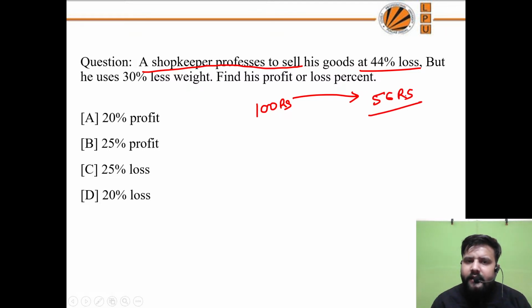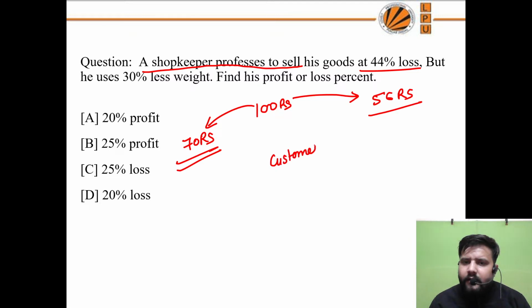Getting my point? But instead of a 100 rupees product, he is giving the customer actually how much? He is giving a product of 70 rupees. Are you getting it? So whatever the customer gets here, 70 rupees, and whatever the customer gets, that becomes your CP always.